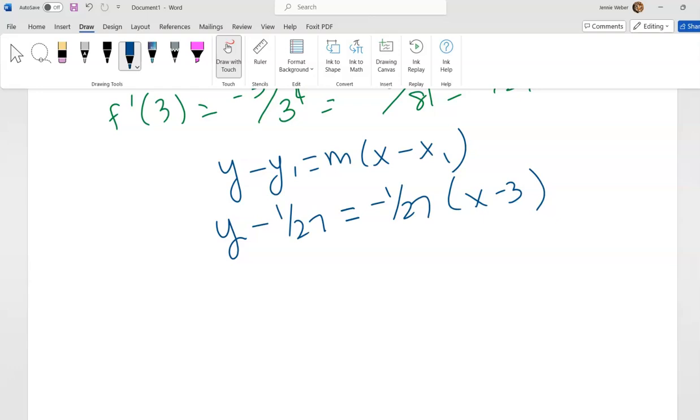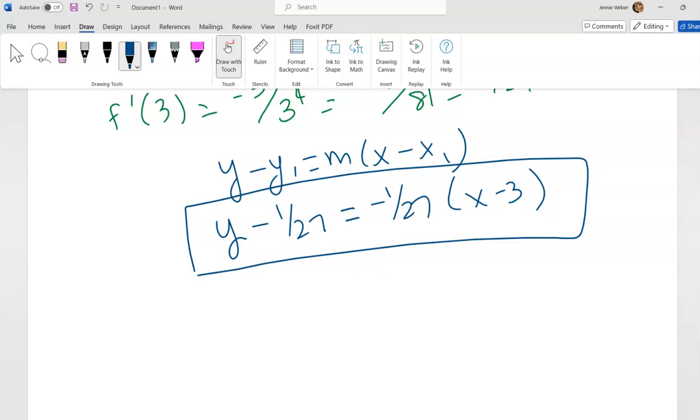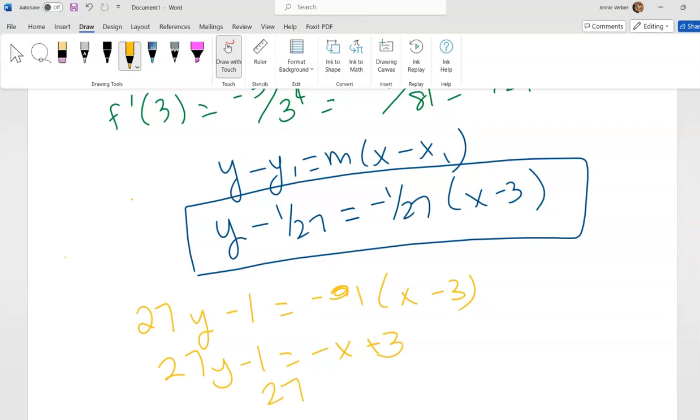Now, it'll sometimes let you put it in there that way. I don't particularly like that. This is an answer. You've got the equation of the tangent line, but I would like to be able to graph it. I'm going to rewrite it into slope intercept. So I'm going to start by multiplying everything by 27 to clear the fractions, maybe make my life a little bit easier. 27y minus 1 equals negative 1 times x minus 3. So 27y minus 1 equals negative x plus 3. 27y equals negative x plus 4.